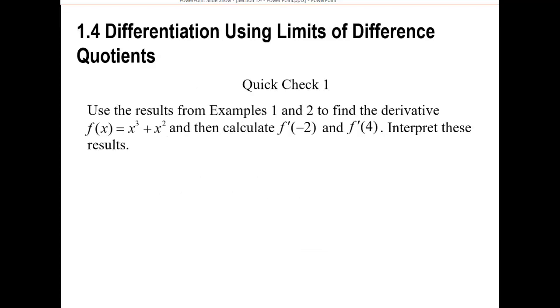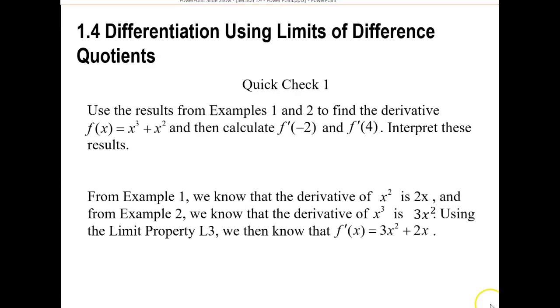All right, so use the results of examples 1 and 2 to find the derivative of the function x cubed plus x squared, then calculate f prime of negative 2 and f prime of 4, and interpret the results. All right, so in example 1, we did the derivative of x squared, and we got 2x. And in example 2, we did the derivative of x cubed, and we got 3x squared.